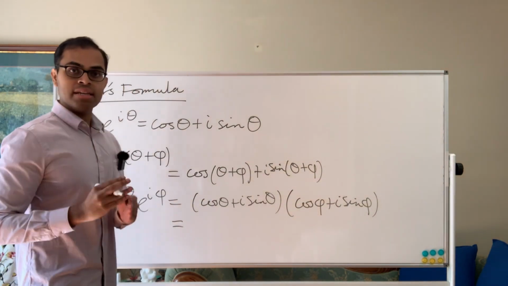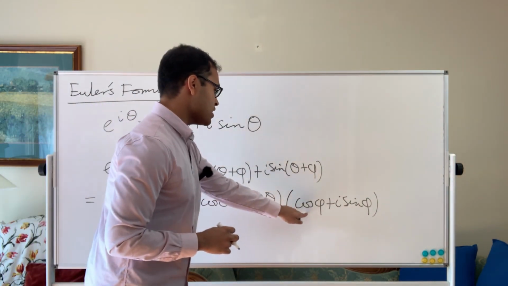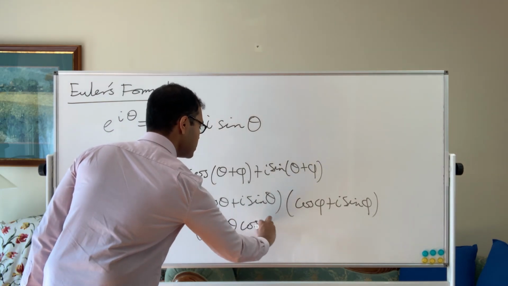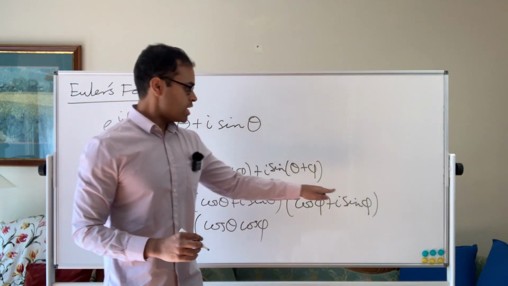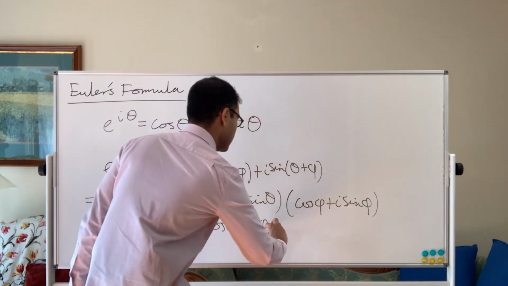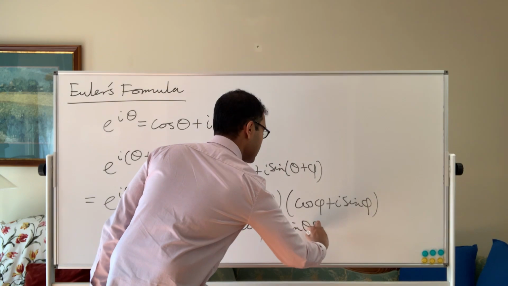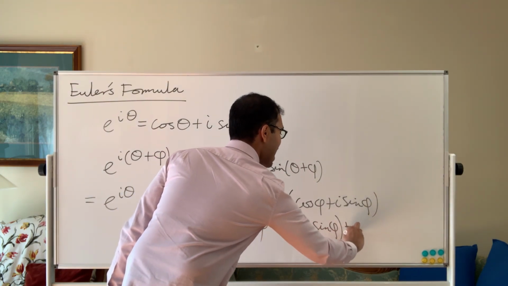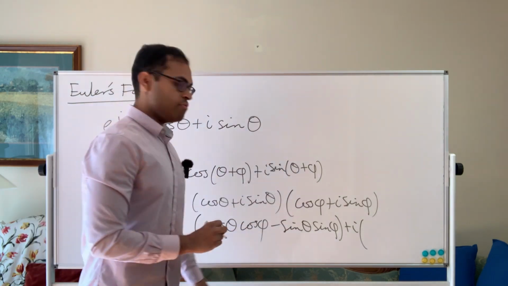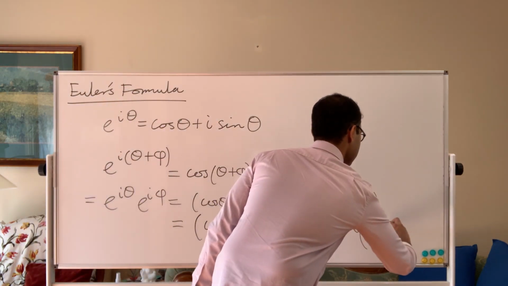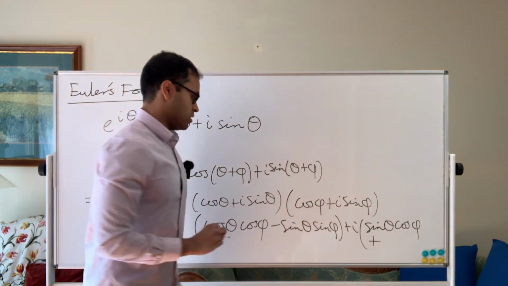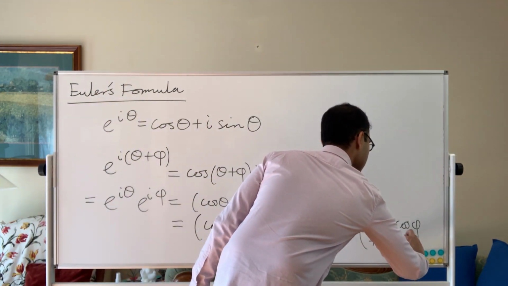So we compare real and imaginary parts. We multiply and find out the real and imaginary parts separately. So we get cos θ times cos φ, plus i sin θ times i sin φ, which is i² sin θ sin φ, which is negative sin θ sin φ. Plus i times the imaginary part, so it's going to be sin θ times cos φ plus cos θ times sin φ.